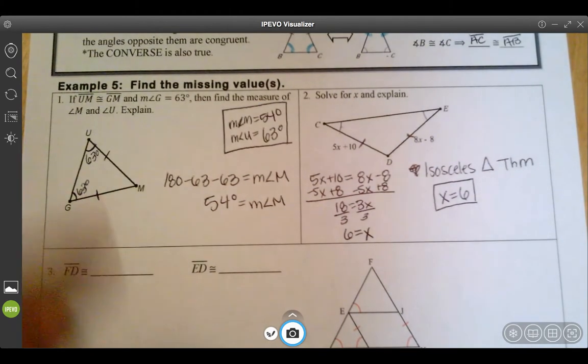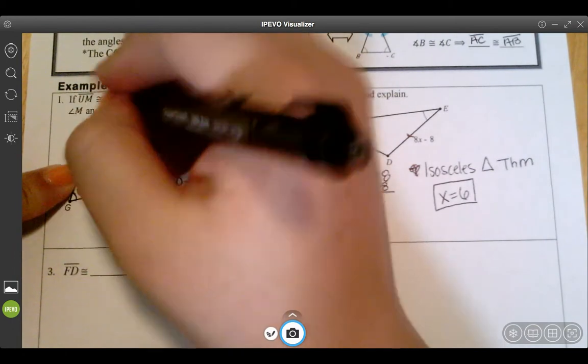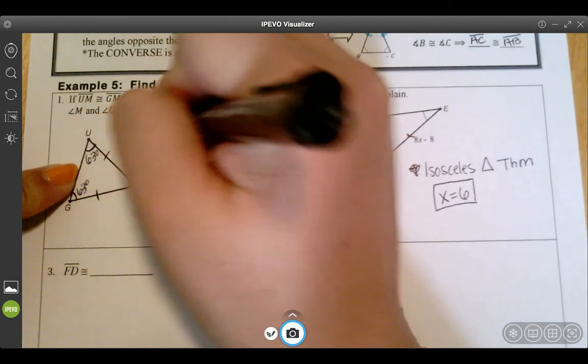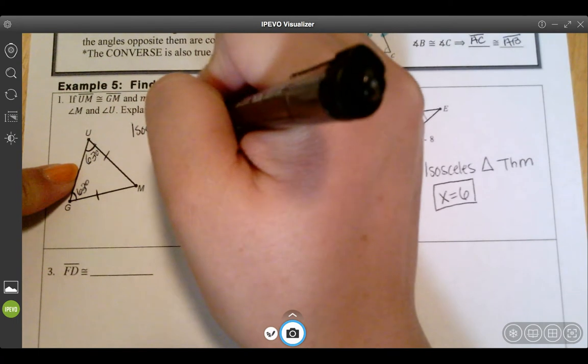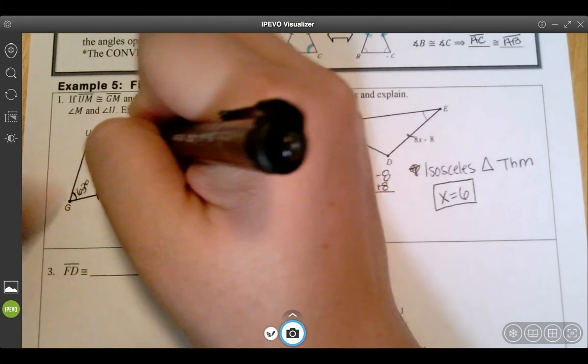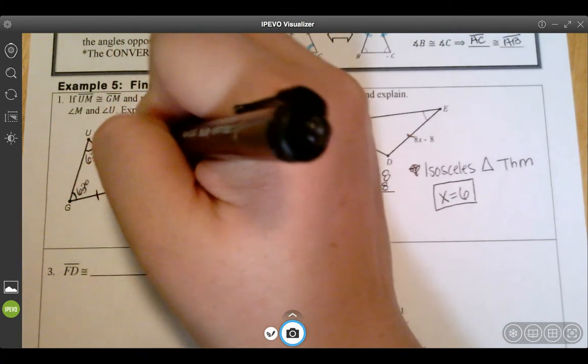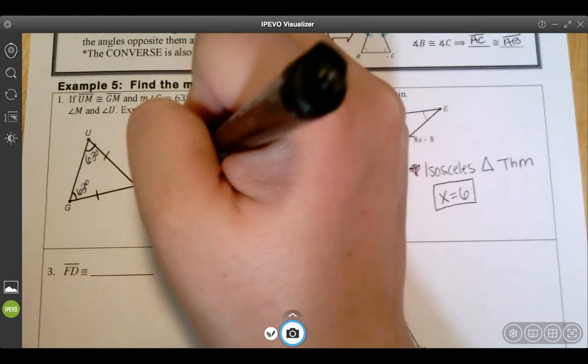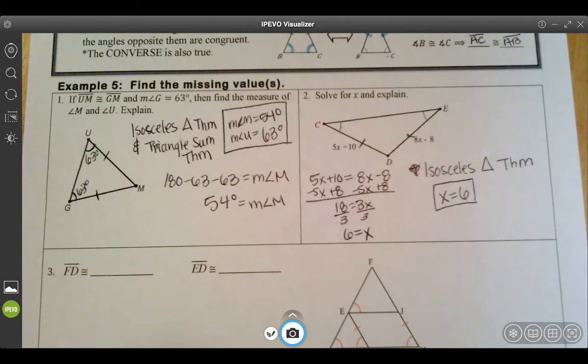On number 1, we should also write an explanation. This was isosceles triangle theorem and triangle sum theorem. We had to use both.